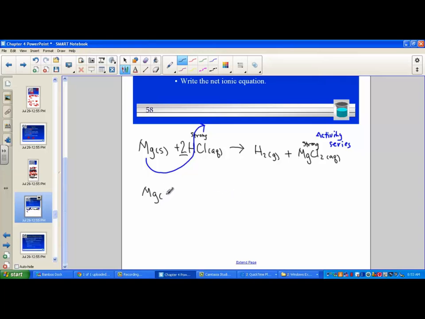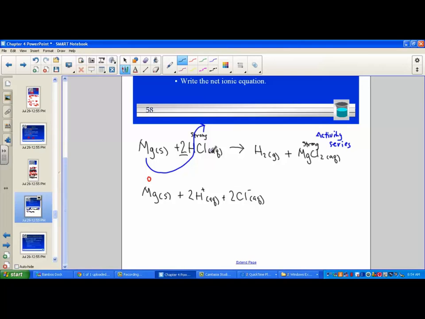We have magnesium solid, no charge. It's assigned an oxidation state of 0. It's an atom of magnesium. Any element found in its natural state is assigned an oxidation number of 0. Here, however, we have a strong acid, so it's a strong electrolyte, so it will dissociate. We have 2 aqueous ions of hydrogen, and 2 aqueous ions of chloride.